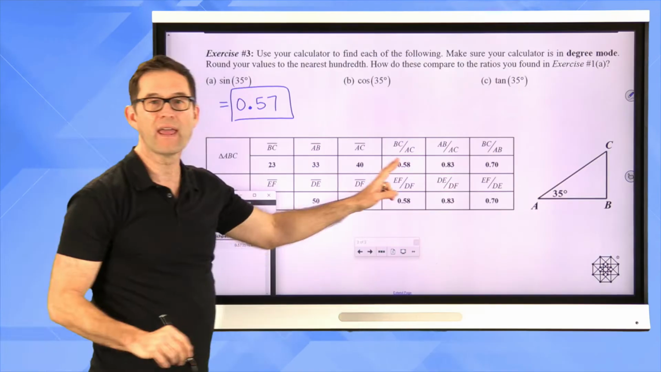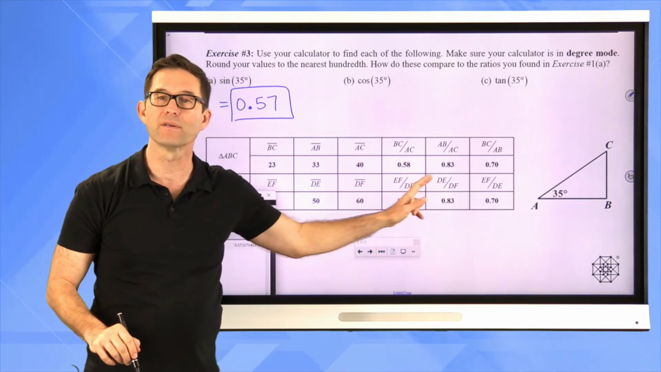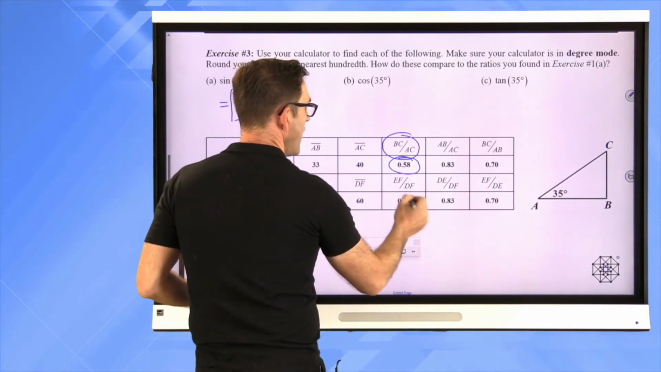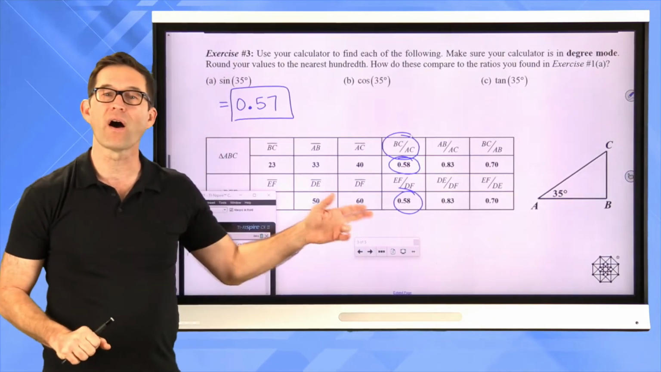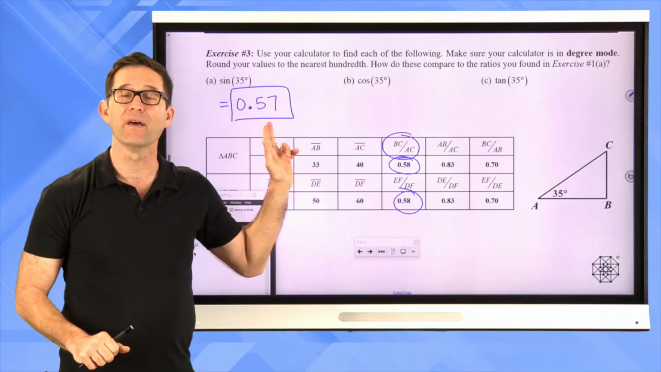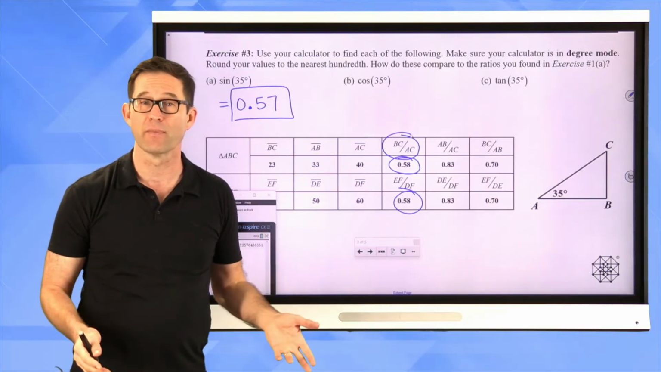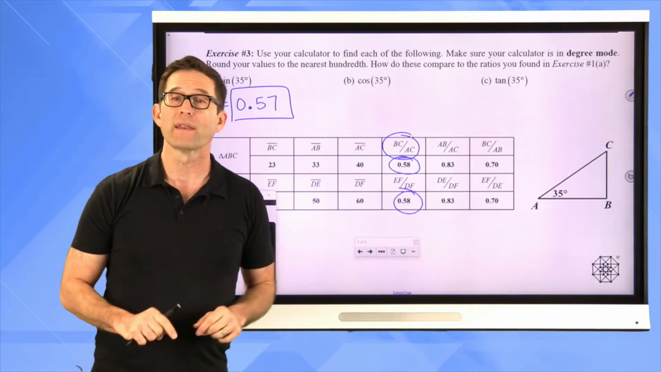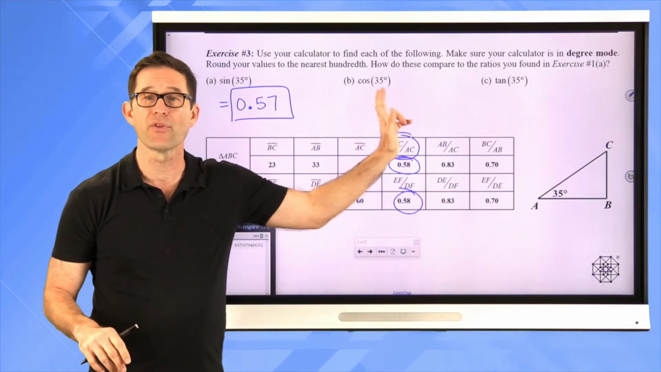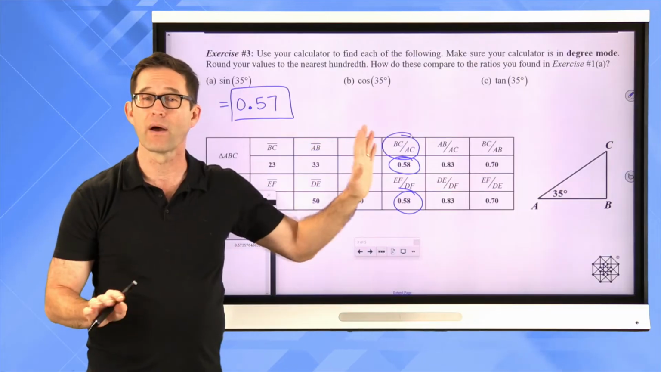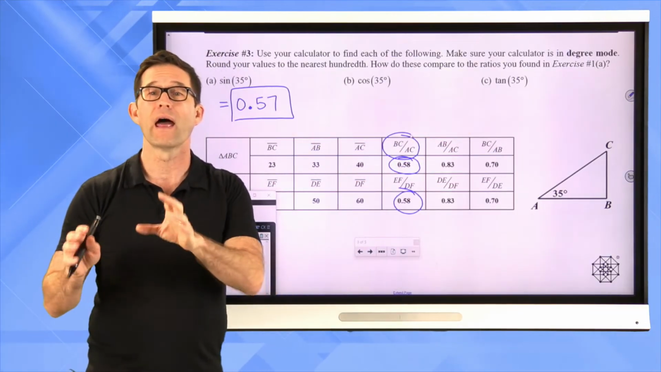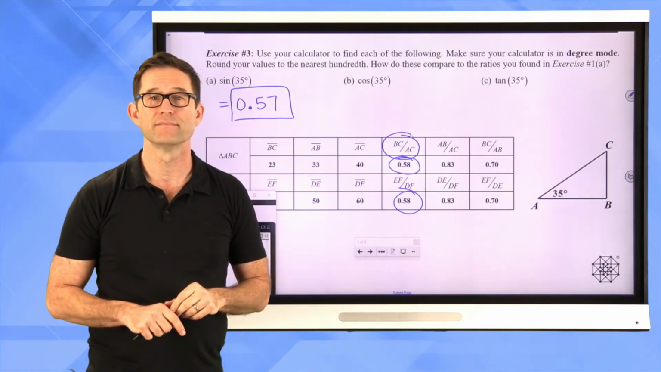Now, in terms of my table, which we had back on the front side of the sheet, this was my sine ratio. And it's pretty close, 0.58 compared to 0.57. The only reason that these aren't identical is due to measurement error. All right? What I'd like you to do now is just on your calculator, nothing more than this, type in cosine 35, hit enter, and round that answer to the nearest hundredth, and then tangent 35, hit enter, and round that to the nearest hundredth.